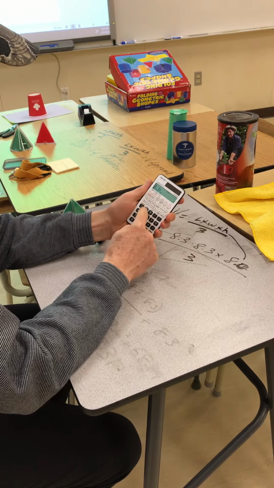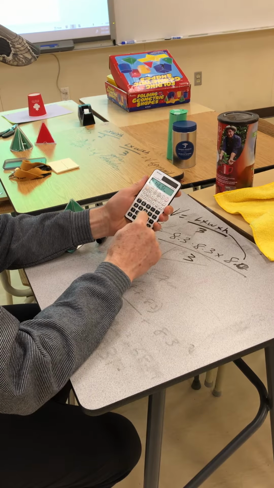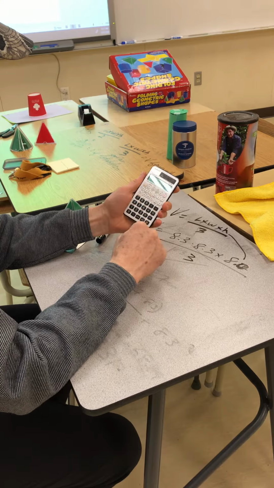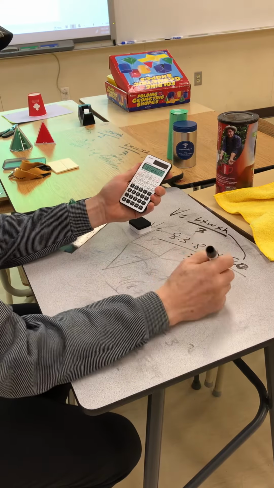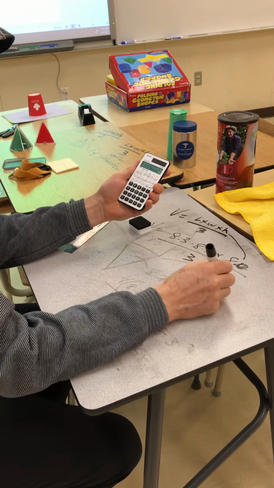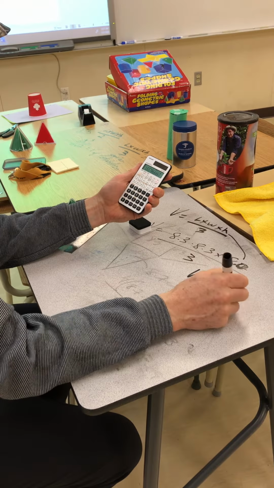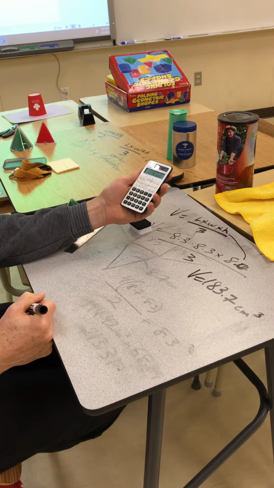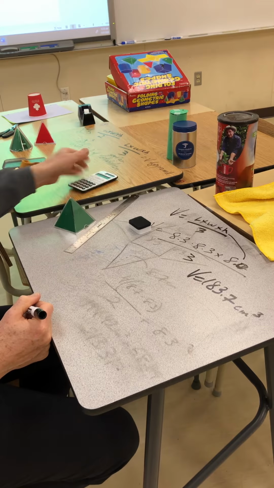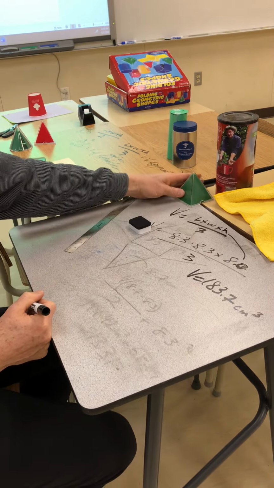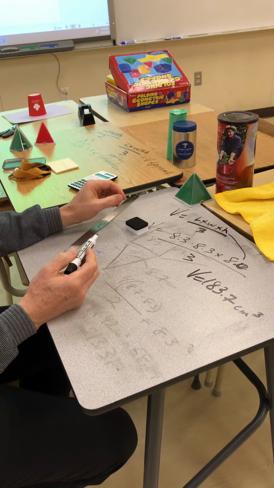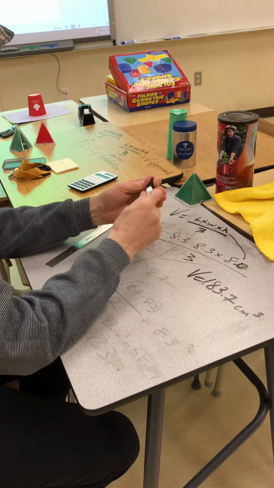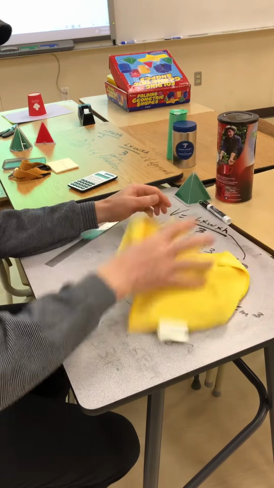8.3 multiplied by 8.3 multiplied by 8, and then divide by 3. 183.7. So the volume is 183.7 centimeters cubed. Okay, so that's the volume of this pyramid. Cool. And I seem to, oh, here it is. There we are. So we'll erase that.